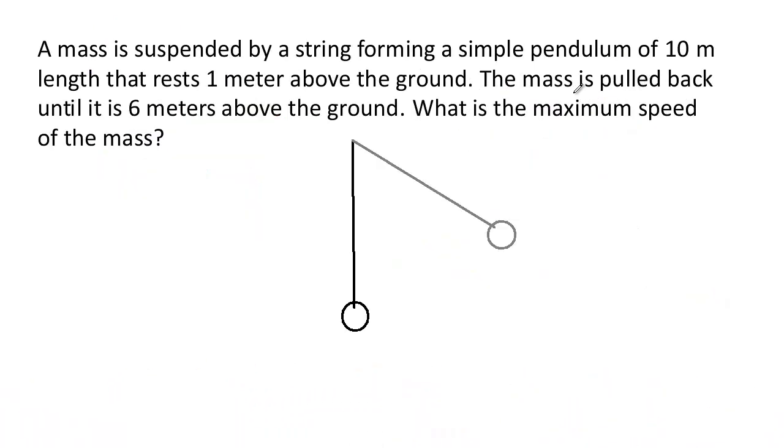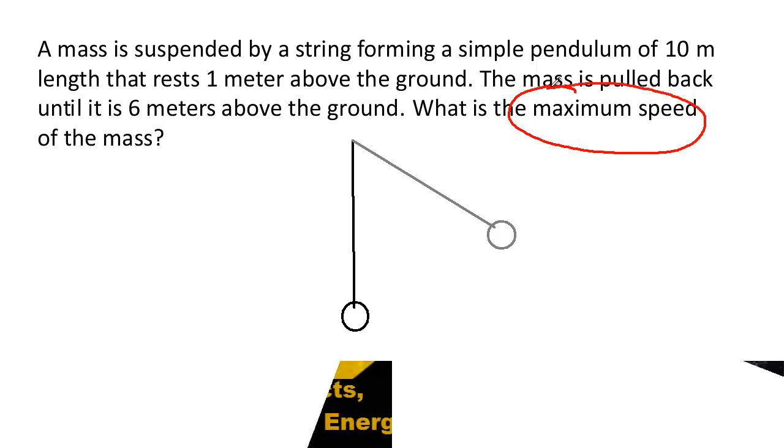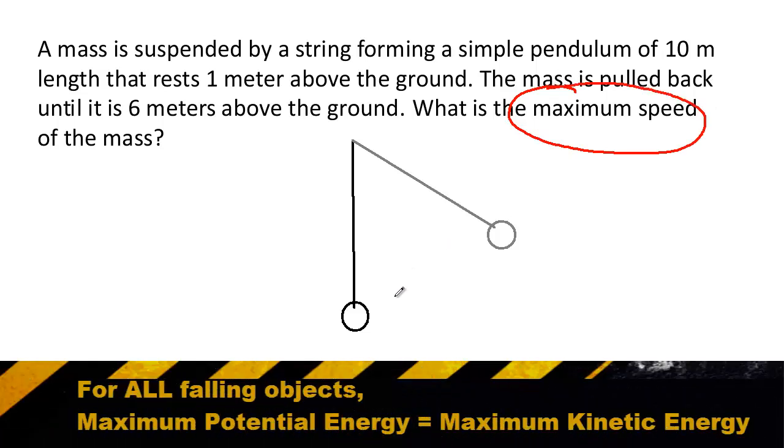This question is asking us about the maximum speed of a pendulum. In all simple harmonic motion, the maximum speed is at the point of equilibrium. In a pendulum, that's the low point of its swing. That's where the velocity or the kinetic energy is at its maximum. So we could say that the kinetic energy, or 1/2 times the mass times the velocity squared, is at its peak when the pendulum is at the lowest point.